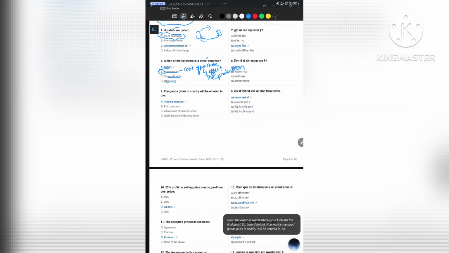Next, the goods given in charity will be entered in profit and loss, asset, or balance sheet liabilities? It would not be liabilities because you have given it away. Exactly, it wouldn't be a liability since you've given the goods away.